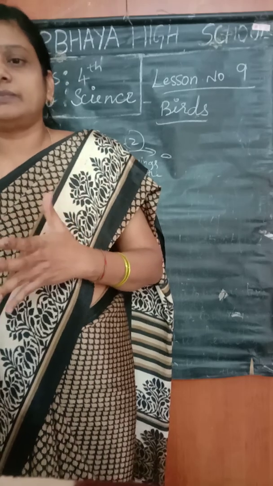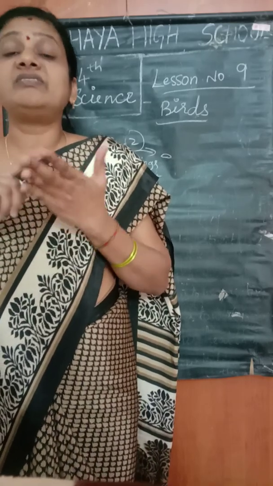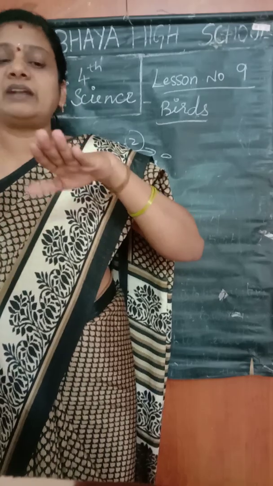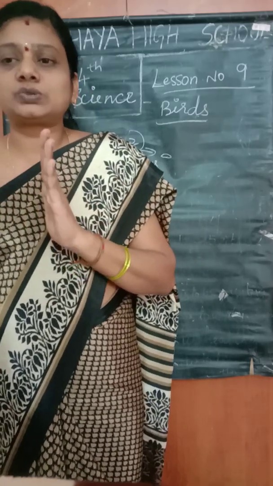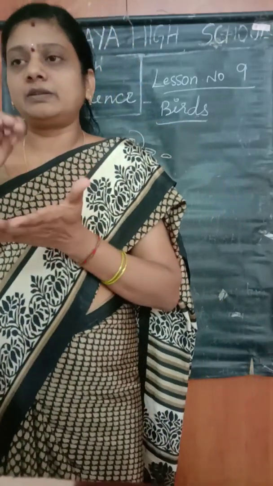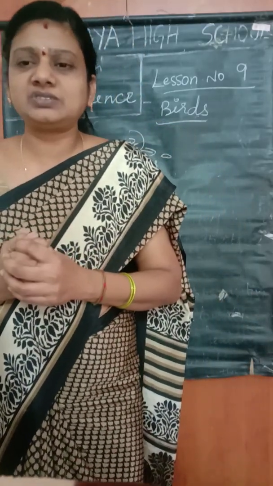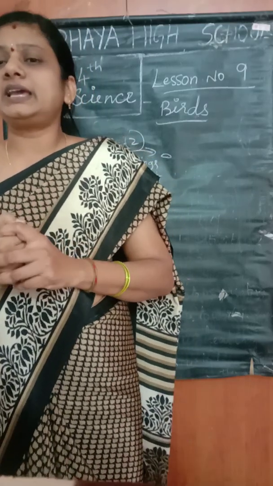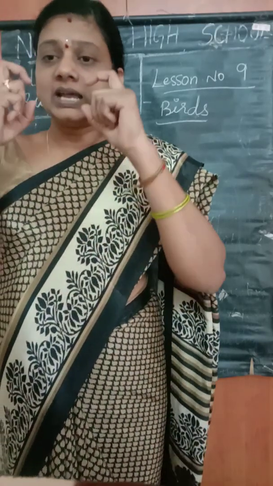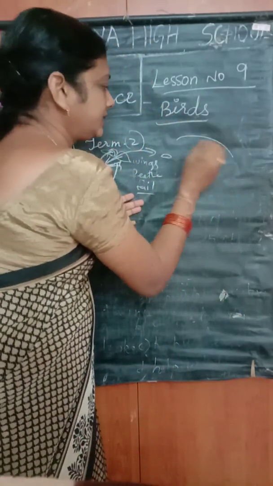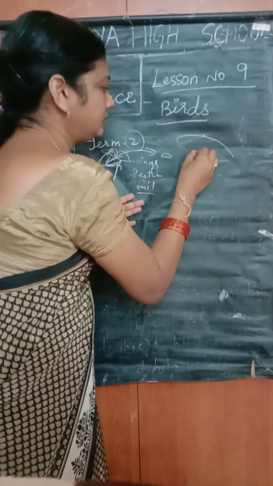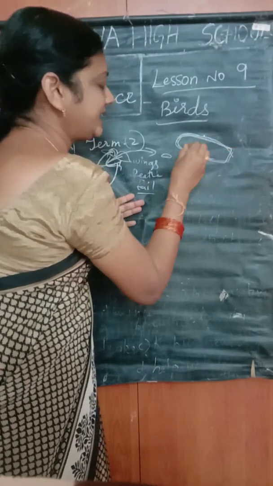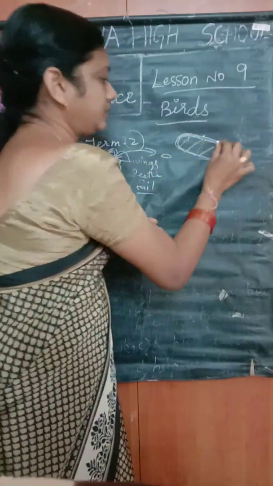There are different types of beaks. Let us see which one. The first one is the broad flat beak. Ducks and swans have a broad and flat beak, like a spoon. Have you seen the ducks, children? There are tiny holes on either side of the beak. It is flat and broad.